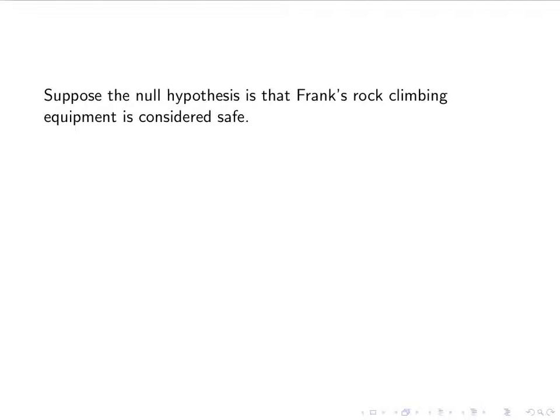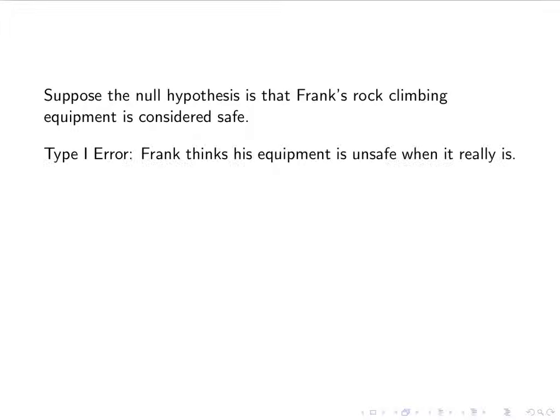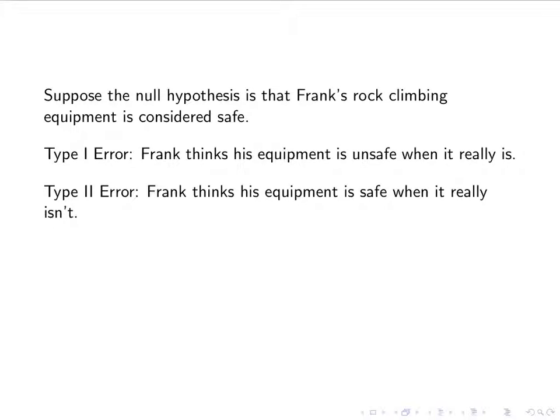So let's try another one. Suppose the null hypothesis is that Frank's rock climbing equipment is considered safe. A type 1 error is that Frank thinks his equipment is unsafe when it really is safe. And a type 2 error is that Frank thinks his equipment is safe when it really isn't. So again, which one has the greater consequence? Would you rather think your equipment is unsafe when it is safe? Or would you rather think it's safe when it's unsafe?